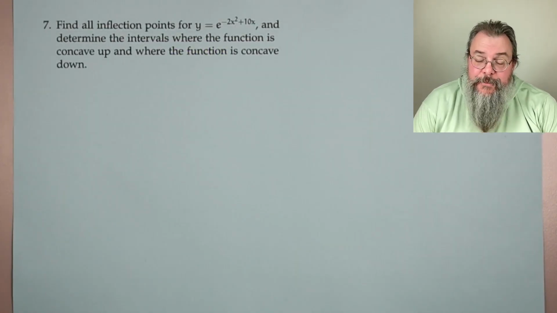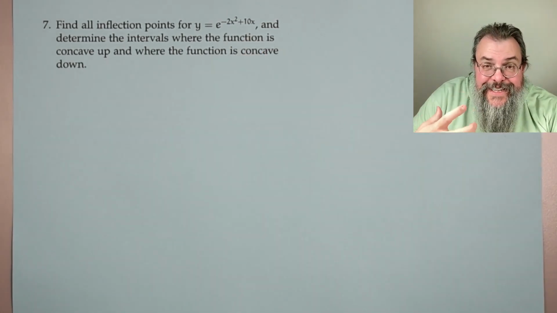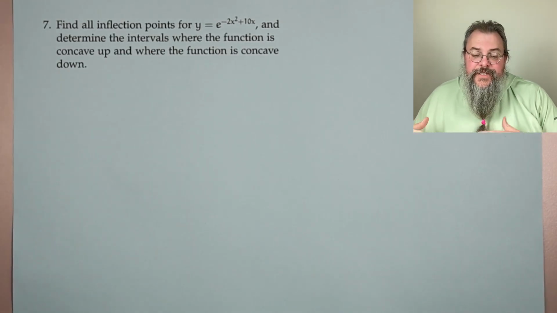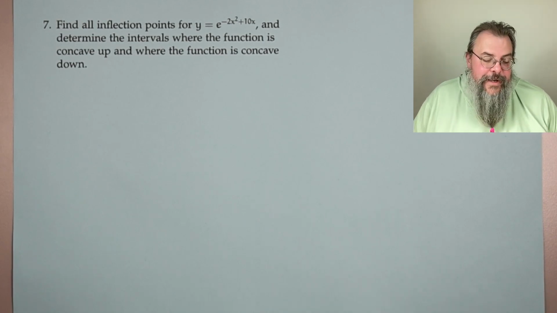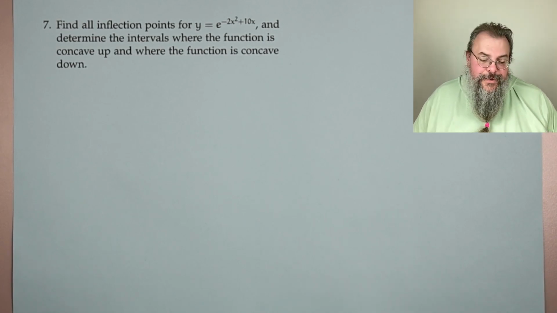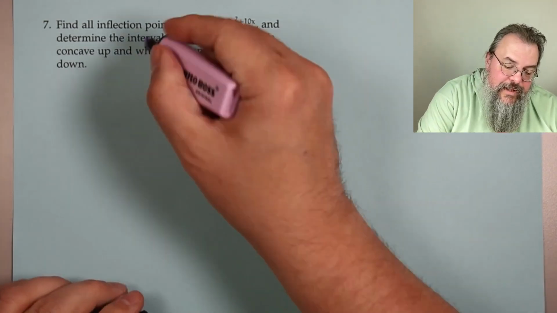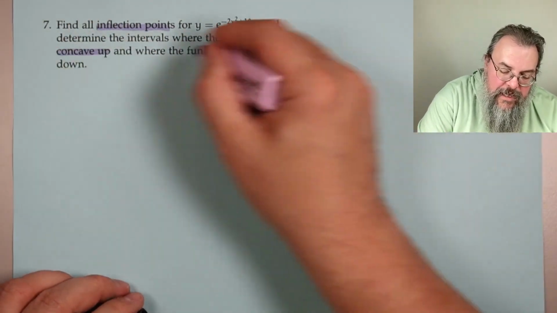Find all inflection points for y equals e to the negative 2x squared plus 10x, and that 10x is upstairs inside the exponential function. And determine the intervals where the function is concave up and where the function is concave down. Okay, so now, what do we see here? Well, we see a couple of phrases, right? We see things like inflection points and concave up and concave down.